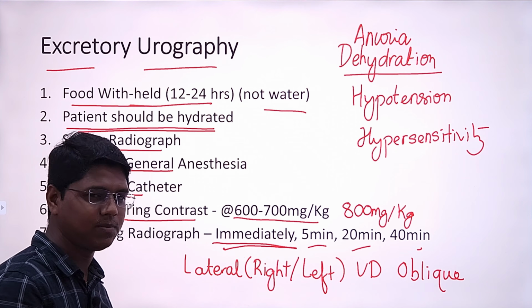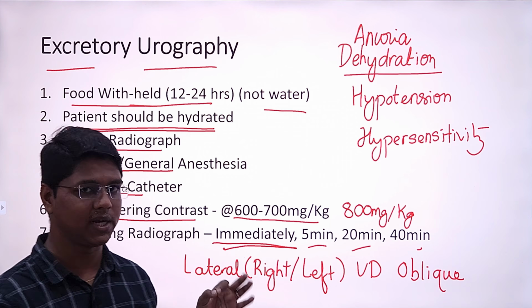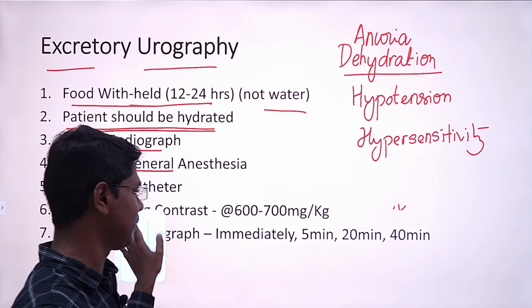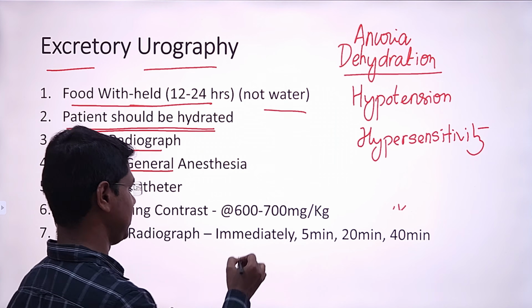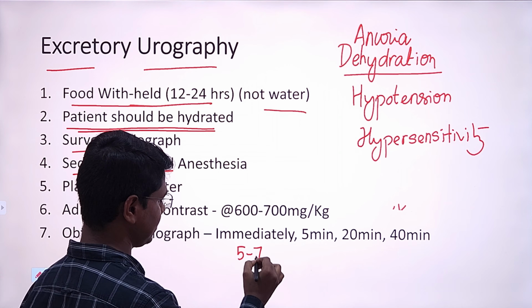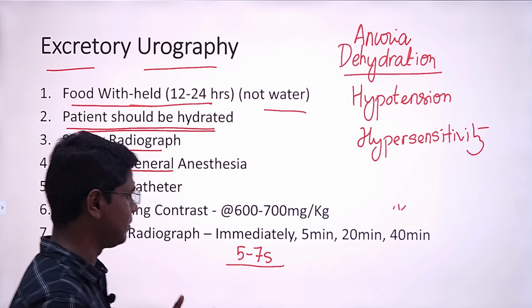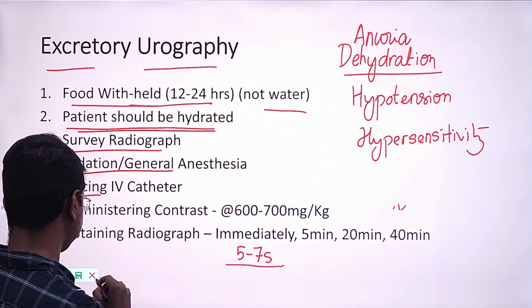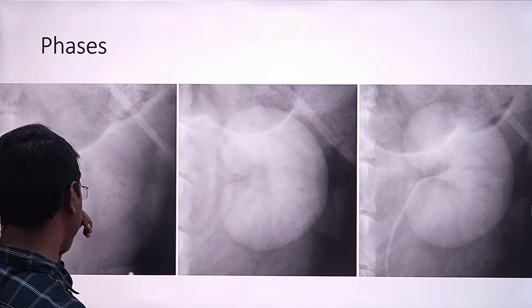Oblique views are very much essential for evaluating the ureters. So you have to take oblique views. Remember, it should be taken immediately. In books you will find it should be taken 5 to 7 seconds after administering the contrast agent. It is just immediate. Now let us see the images.